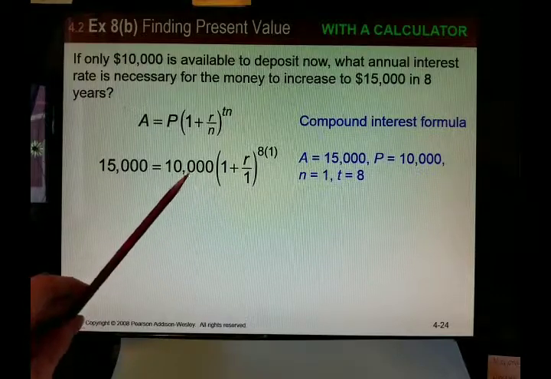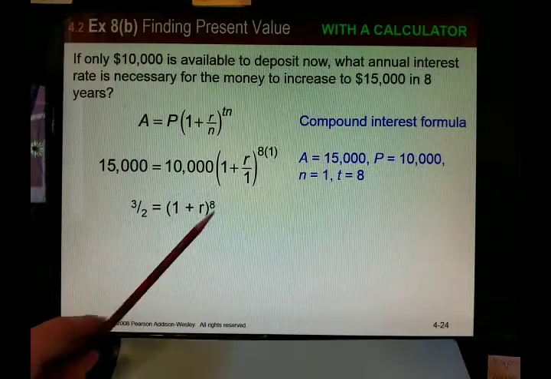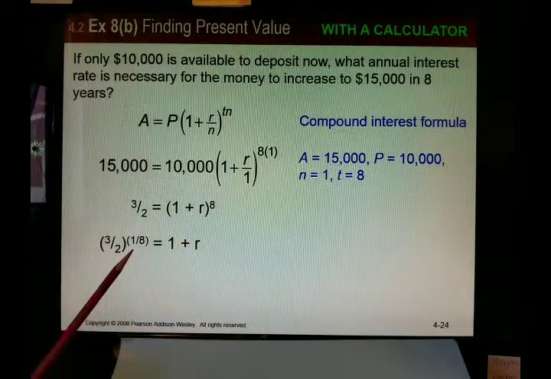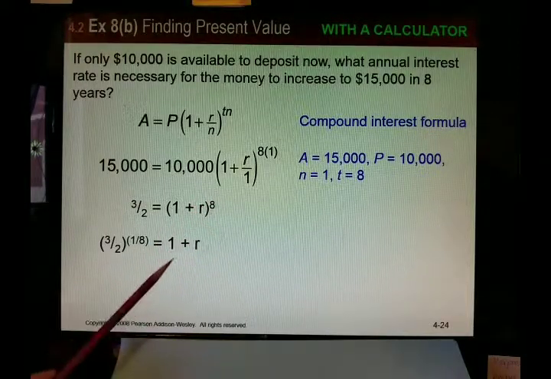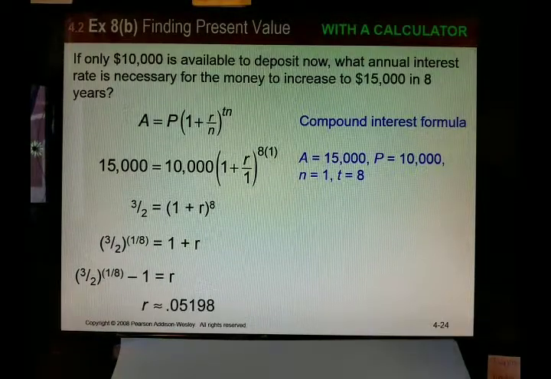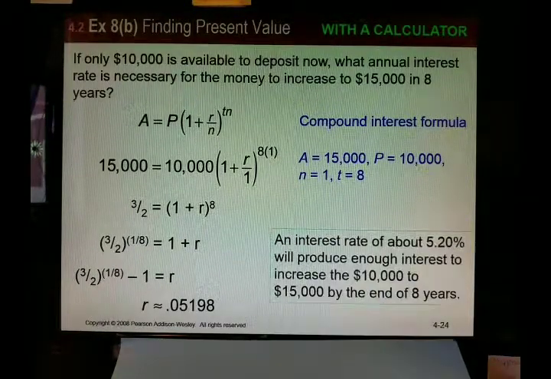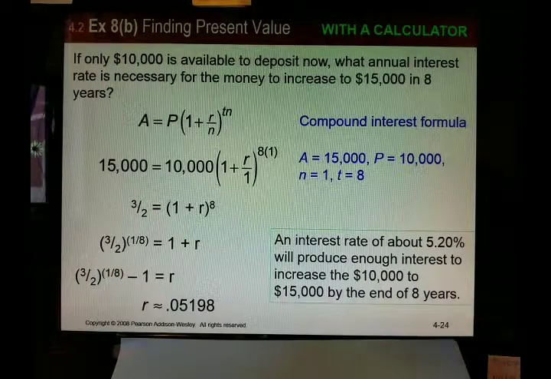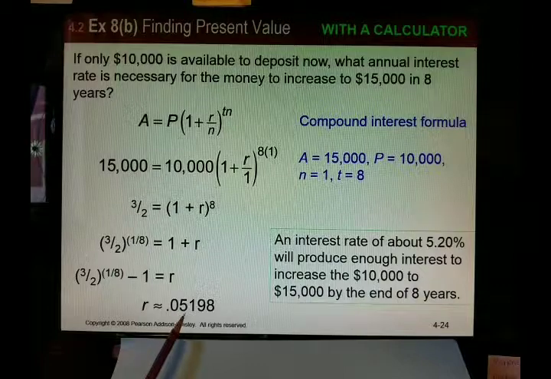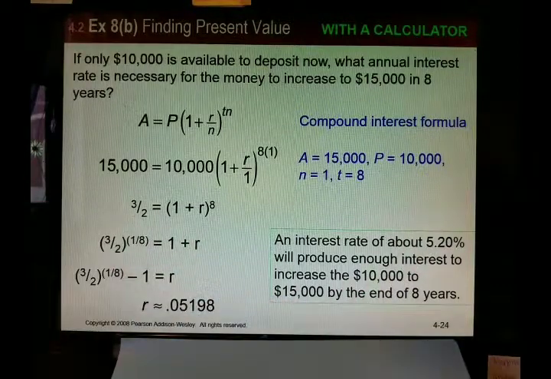So first I should divide by 10,000. Then I want to get rid of this 8, so I would do both sides raised to the 1 over 8 power. That gets rid of the exponent 8. Now after I've done that, I would subtract 1 from this answer, and that would give me my interest rate of 5.198%. And now if they told me to round to 2 decimal places, then that has to become 5.20%. So the problem must have said to round to the nearest hundredth there.